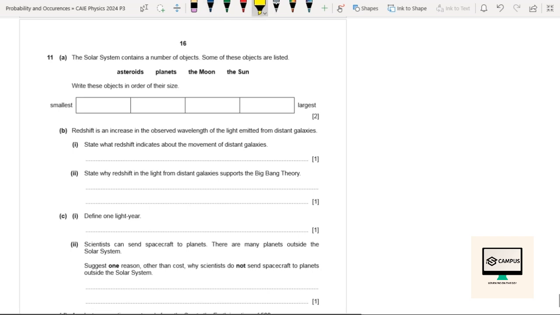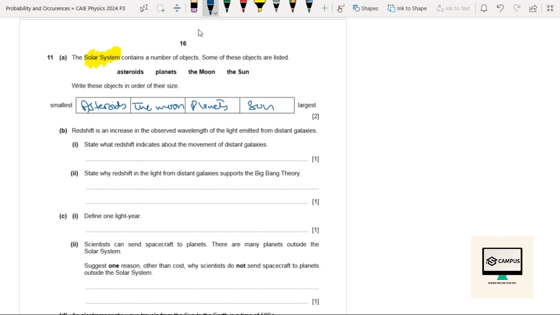Just remember that this is the solar system here. In any other star system, we cannot be too sure of the sizes of the asteroids, but here we are pretty sure about the sizes of moons, etc. So if we're going to arrange them in ascending order, the smallest would be asteroids, then comes the moon, our moon obviously, and then planets, and then the sun.